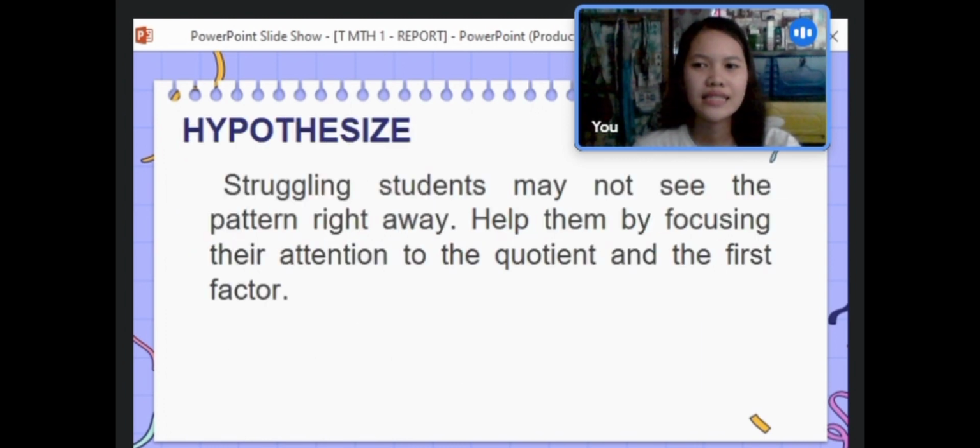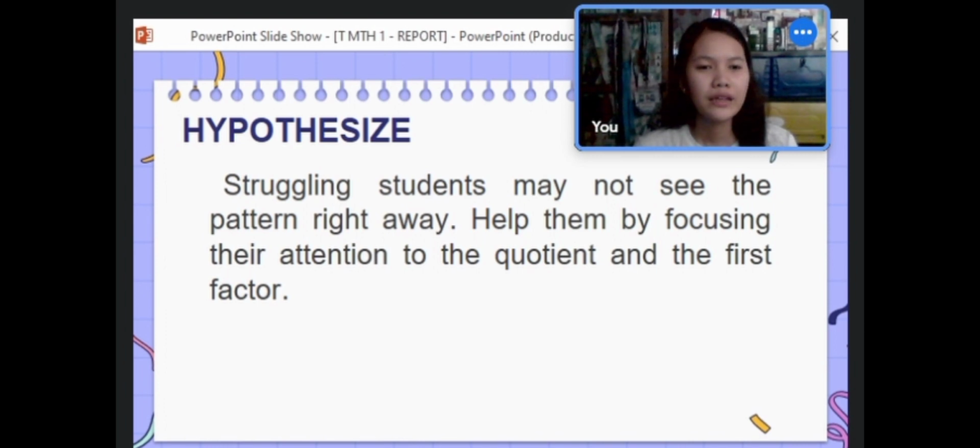So next is hypothesize. Struggling students may not see the pattern right away. Help them by focusing their attention on the quotient and the first factor. In this part, kay challenging kani siya nga part sa mga students, labi na sa mga slow learners. As our job, we need to help them and give a hint na mag-focus sila sa quotient and sa first factor sa number sentence. And after that, maka-formulate na sila og hypothesis.